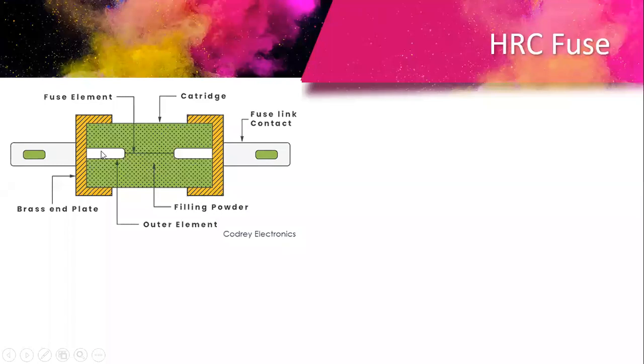Inside, there is the outer element, and in between there is a fuse element generally used. This fuse element is a silver material. Here are the fuse link contacts, whether D shape or link type. So this is the inside, and filling powder is filled inside.